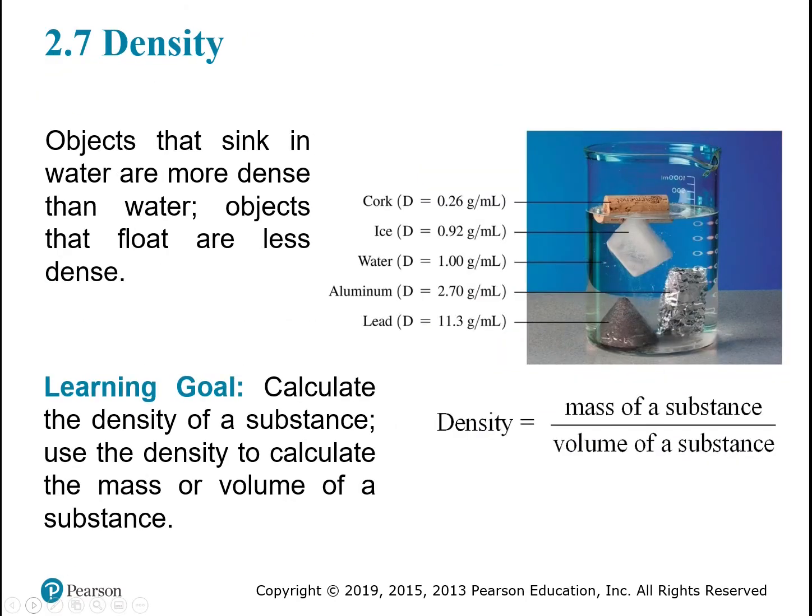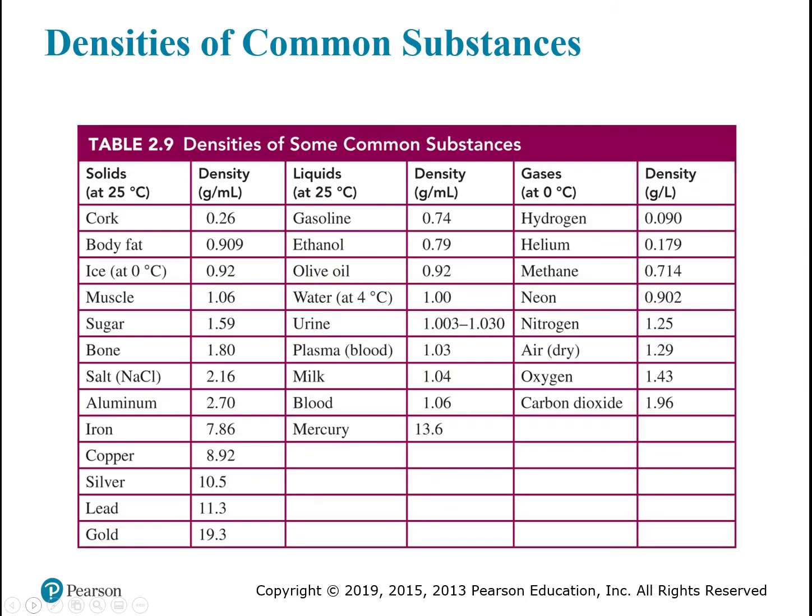Okay. Now we're moving on to a different concept, density, but we're still going to be using the idea of conversion factors. This table has some common substances and their densities. So body fat, ice, muscle, all sorts of things.